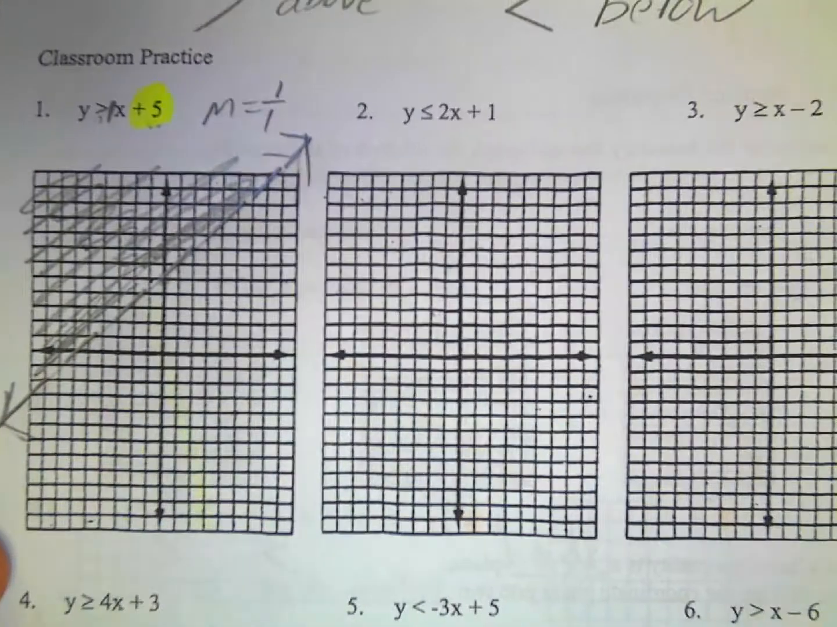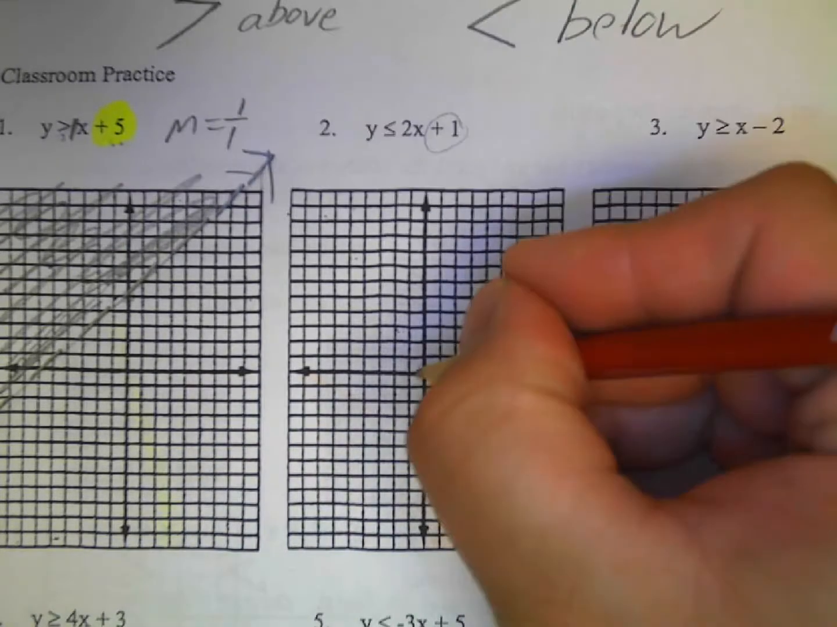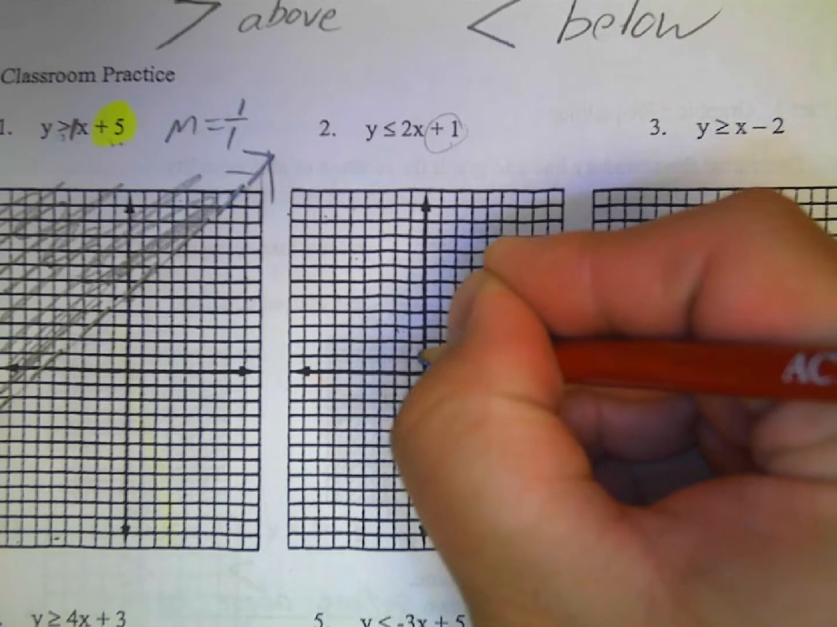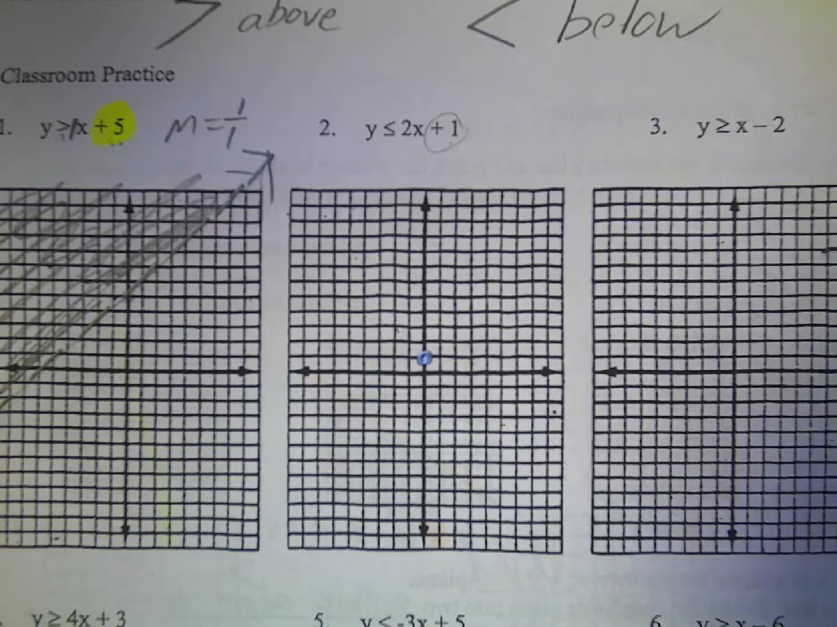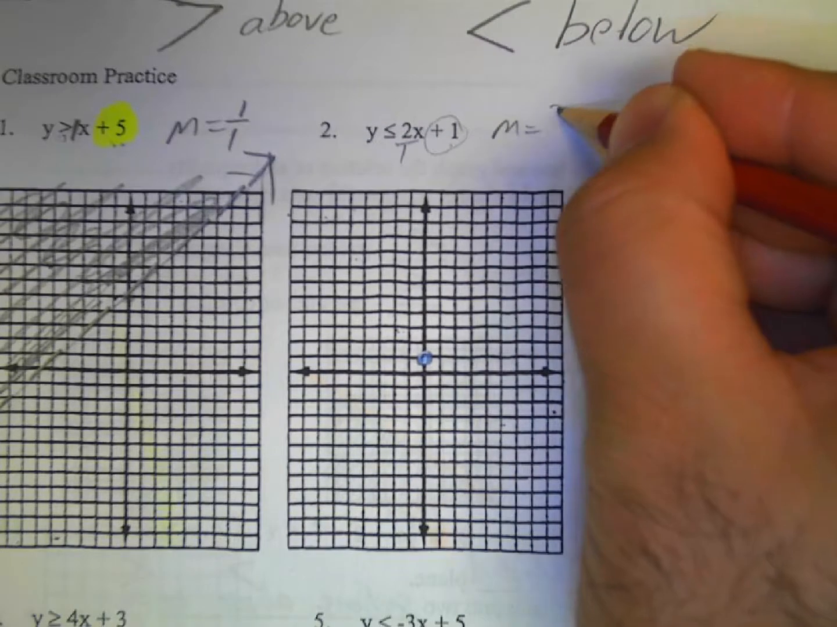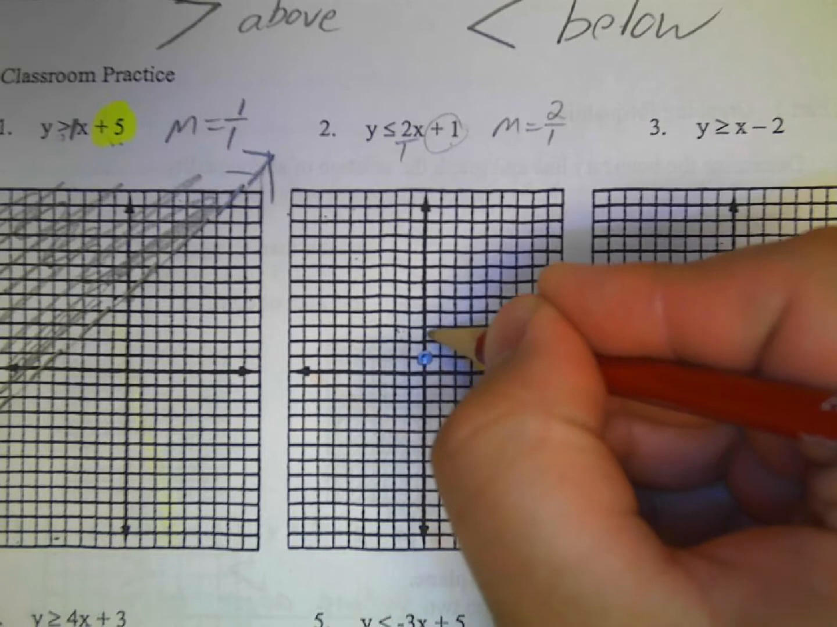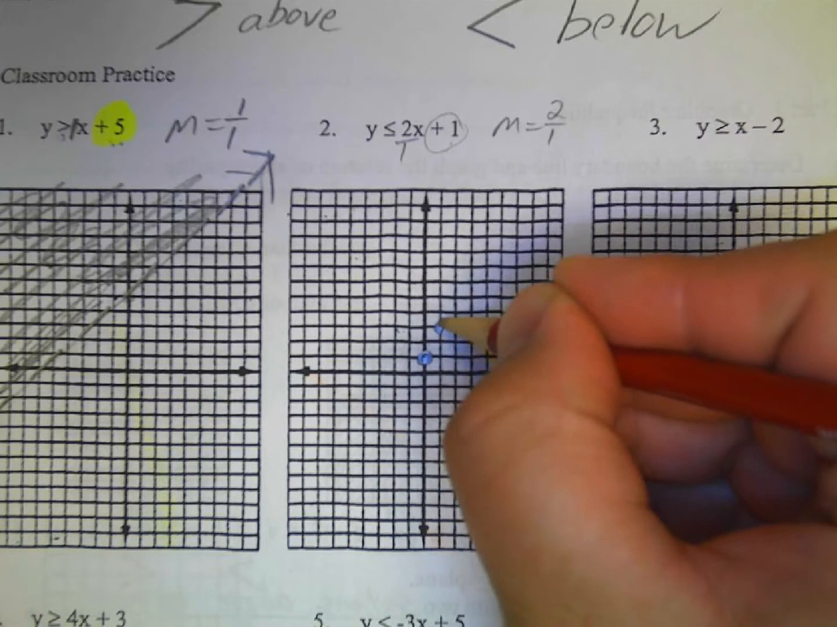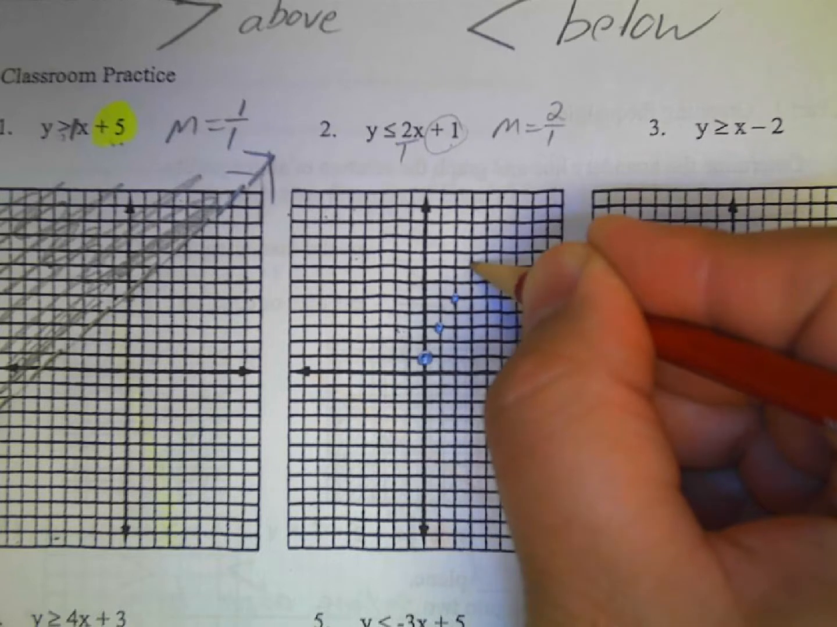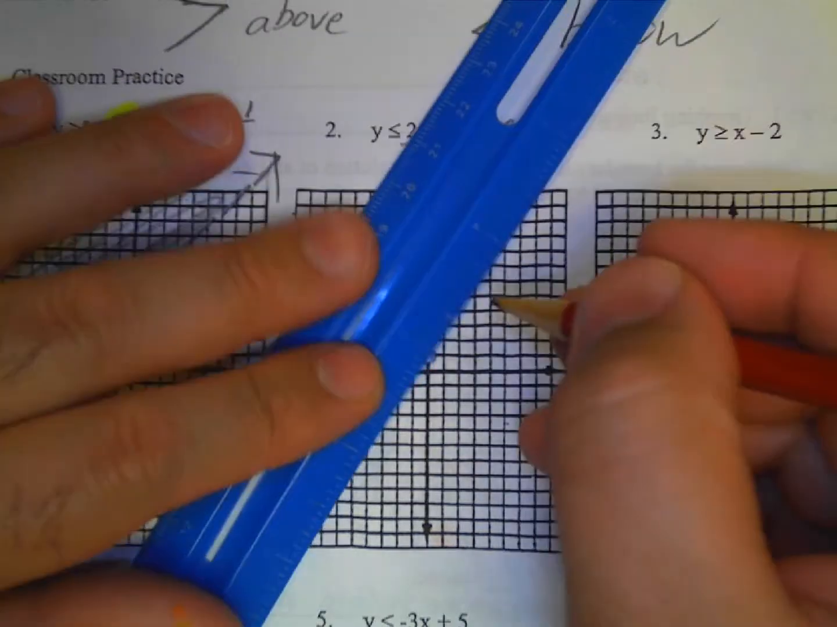Alright? Number 2, again, we're going to start off with my y-intercept, which is 1. So I'm going to make my point at 1. Alright? My slope here is 2. So I'm going to go up 2 over 1. Up 2 over 1. Alright, so there's my line.